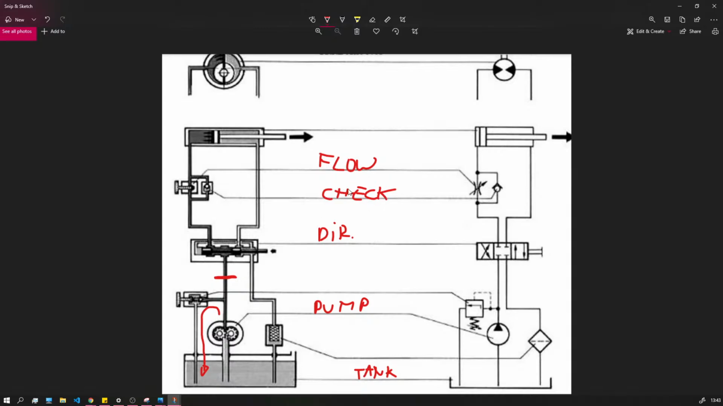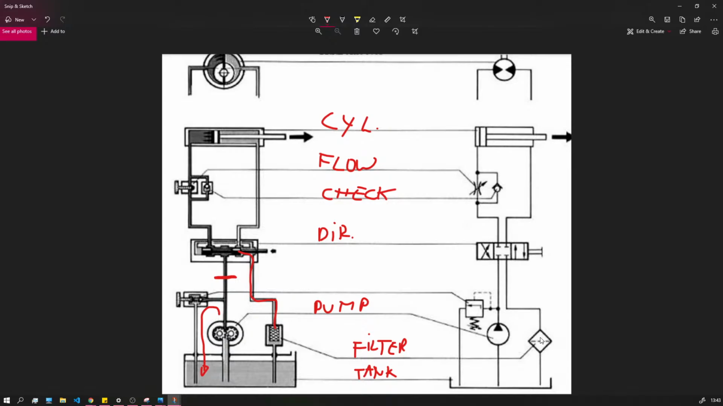Flow control valves, check valves, go through the cylinders. And if they go through all that, the oil will finally return back through the return lines into the tank. But before entering the tank, usually the oil goes through a filter. Of course, the filter can be in different places in the system.